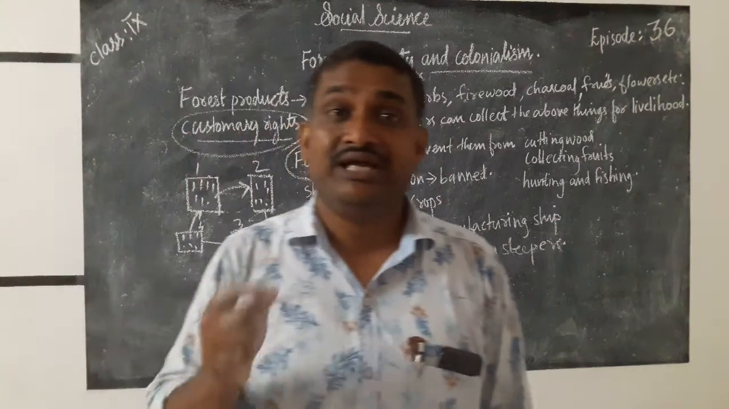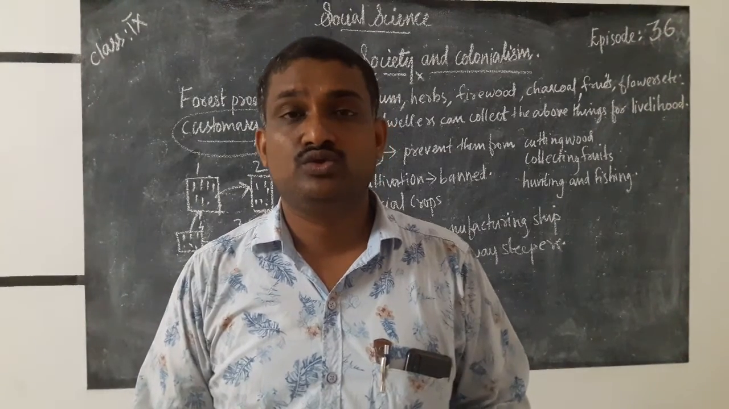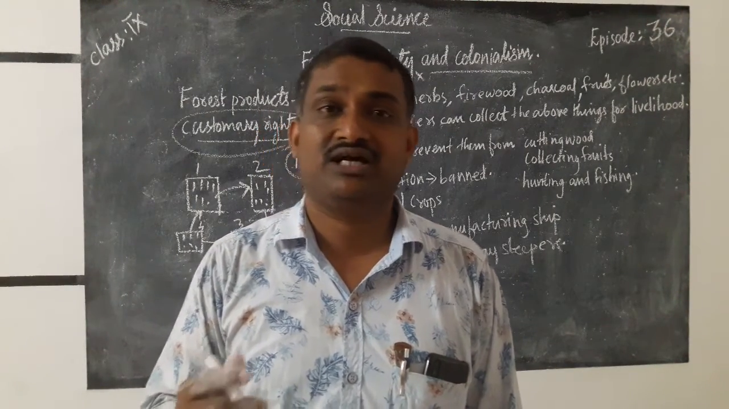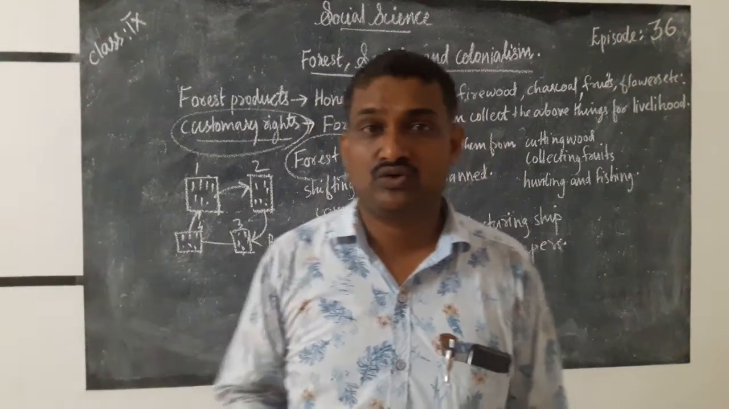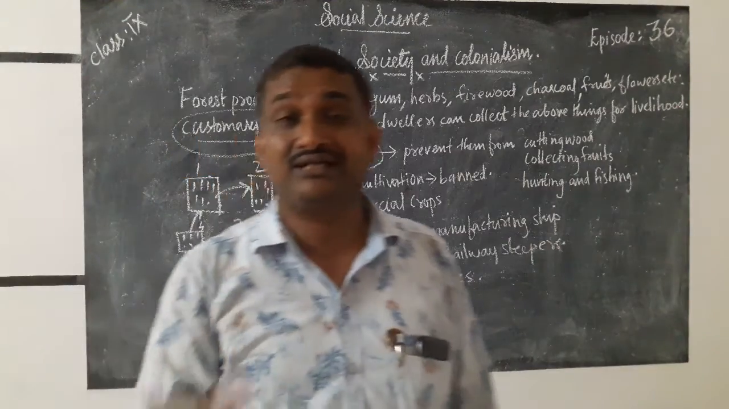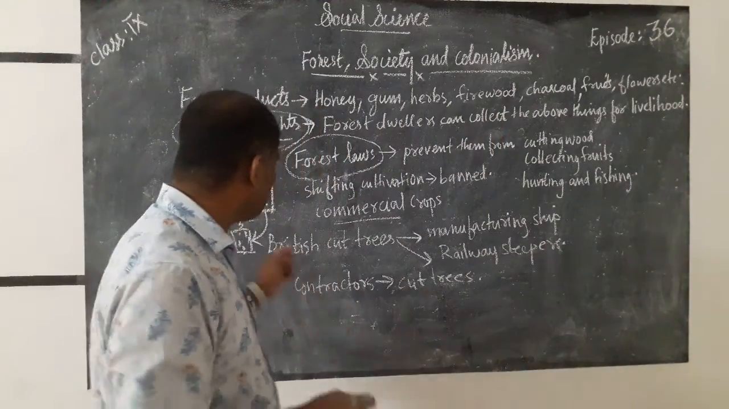Britishers forced the Indians to cultivate commercial crops like indigo, jute, then cotton, etc. They were asked to cultivate these rather than food crops. That actually destroyed the food crops, that ruined agriculture in India.